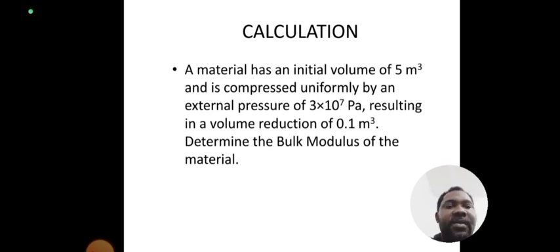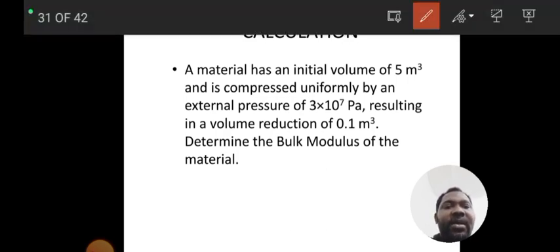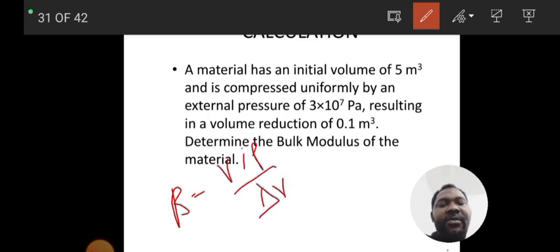This one says a material has an initial volume of 5 meter cube and is compressed uniformly by an external pressure of 3 times 10 raised to the power 7 Pascal, resulting in a volume reduction of 0.1 meter cube. Determine the bulk modulus of the material. Now, we've already seen that bulk modulus is equal to volume times change in pressure all over the change in volume.